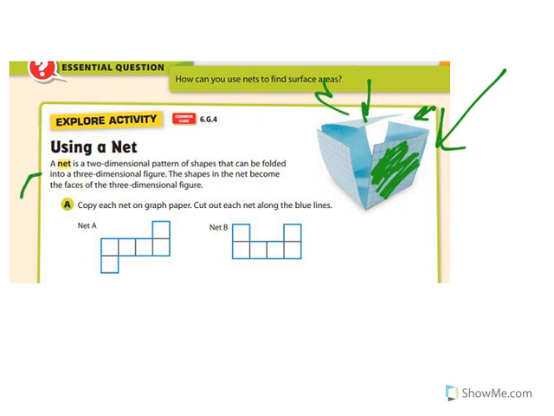All right, and this is our vocabulary for today. It's called a net. A net is a two-dimensional pattern of shapes that can be folded. I'm not sure if you remember when you were younger, you would have cut out a shape like that and folded it up to make a three-dimensional object. And out of these two right here, only one of those will actually fold up.